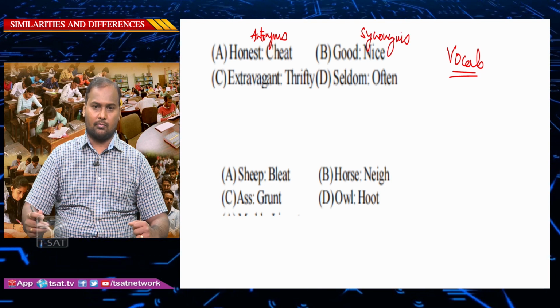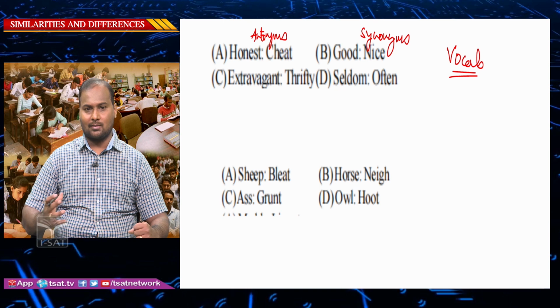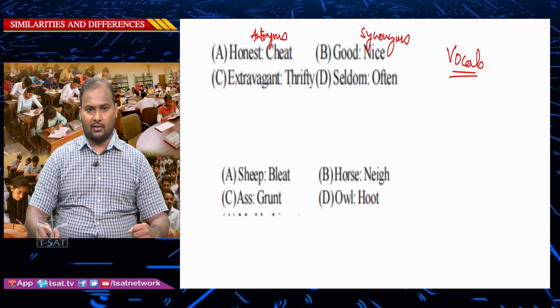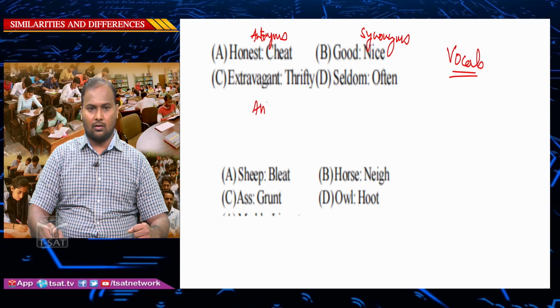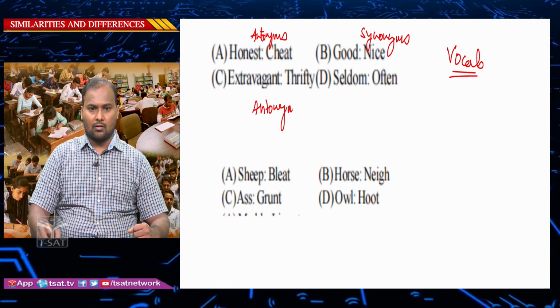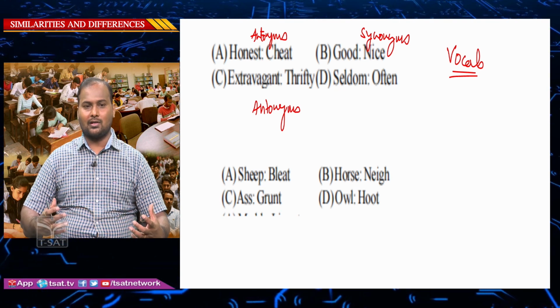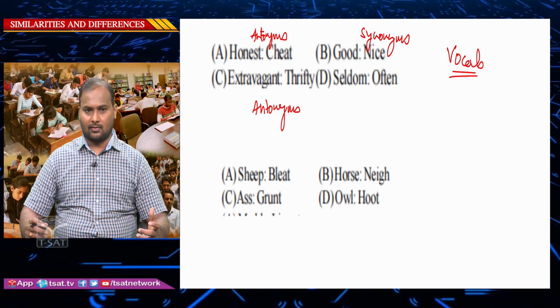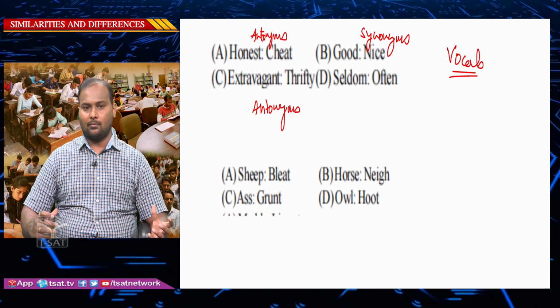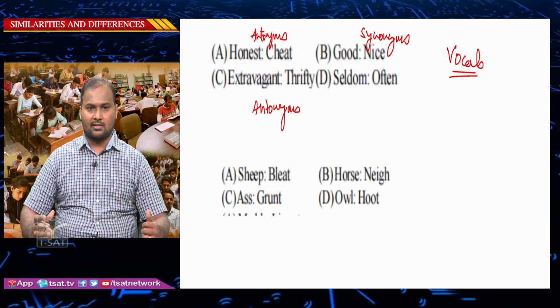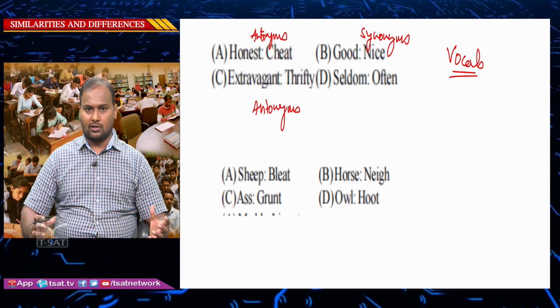Both are synonyms, which means they contribute to a similar meaning. And in the same way, extravagant and thrifty, how are they related? They are also antonyms. What is extravagant? A person who spends a lot of money is called extravagant. And what is thrifty? Thrifty means a person who is a miser, who will not spend money at all. So both are opposite words.